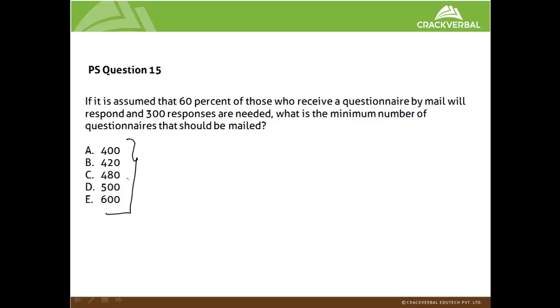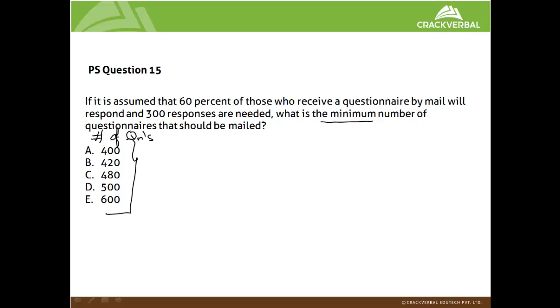Before that, if you look at the last line of the question, it says what is the minimum number of questionnaires that should be mailed. So the answer choice represents the number of questionnaires, but the question expects you to find the minimum number. If the question has minimum or least value, it is always advisable to pick the least in the answer choices and work along with the question. Because if A works, then A is the answer, and you can conclude that, eliminating all the other answer choices.